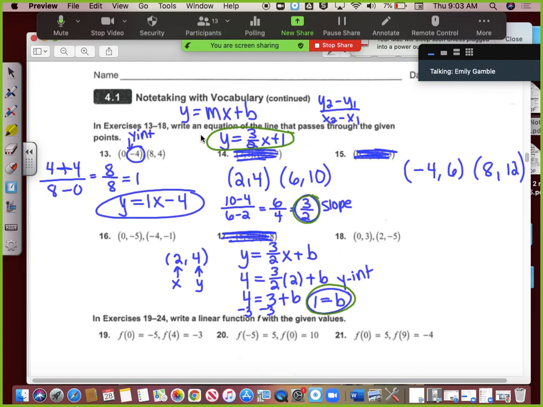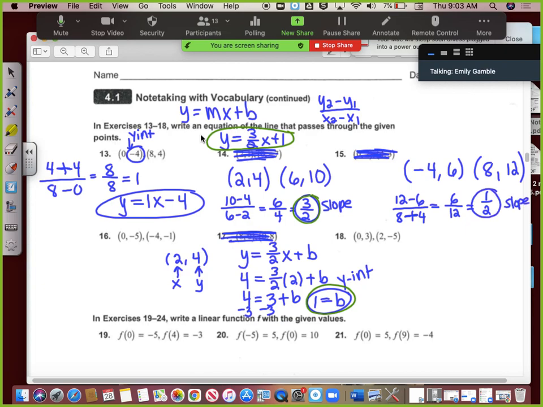The same process will happen in number 15, which I changed those numbers. The first thing you would do is find the slope. So to find the slope, I would do 12 minus 6 over 8 minus -4. 12 minus 6 is 6. 8 minus -4 is 8 plus 4, which is 12. And 6 over 12 simplifies to be 1/2. So I have my slope.